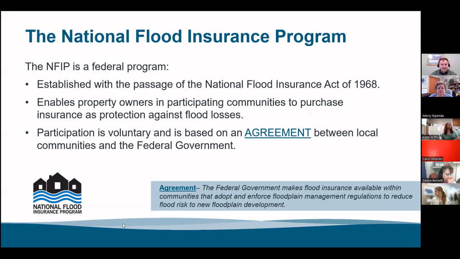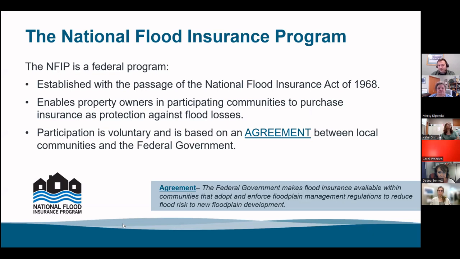The way it works in the NFIP is the community would adopt floodplain development regulations. You have to have standards for anybody building in the floodplain showing that you are reducing flood risk in your community. And only then will the federal government make flood insurance available in your jurisdiction. Those floodplain management regulations are done through your floodplain ordinance. So for any of you that are in a participating community, somewhere you have a floodplain ordinance that talks about how to develop in a floodplain if that's happening.